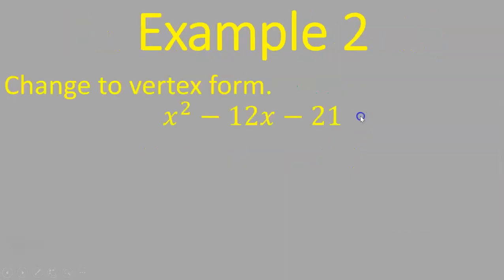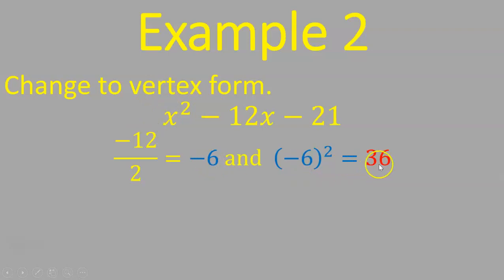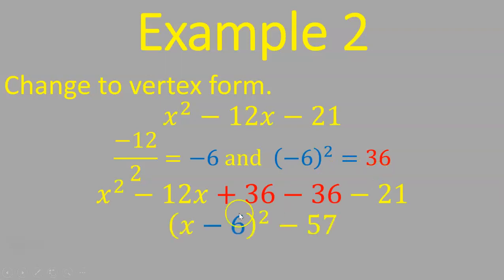Second example, very similar. Again, we have a 1 in this position, so we take half the negative 12, which is negative this time, and square it. And this 36 we're going to add and subtract to the expression. Again, we factor. Notice, I didn't say this in the first example, but that blue number, negative 6, always shows back up. But we rigged it so that blue number, the half number, comes back up.